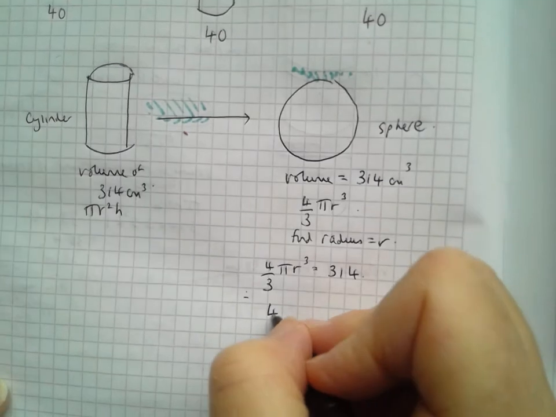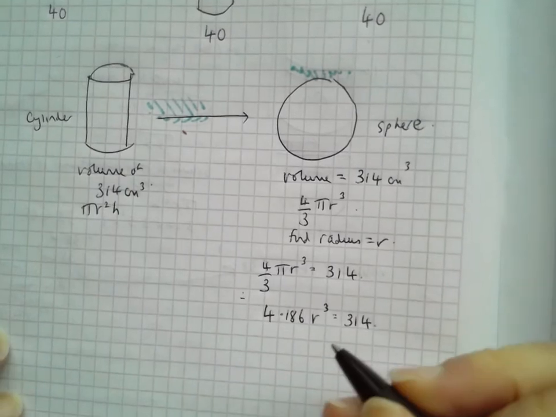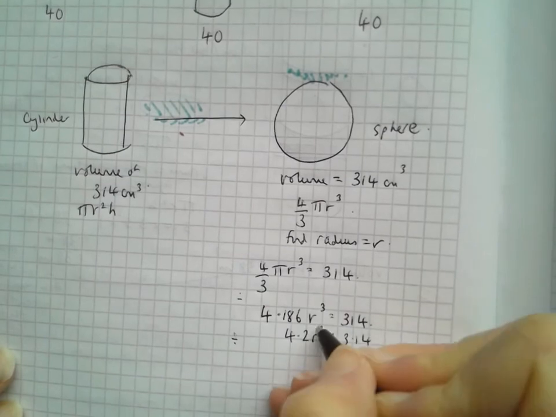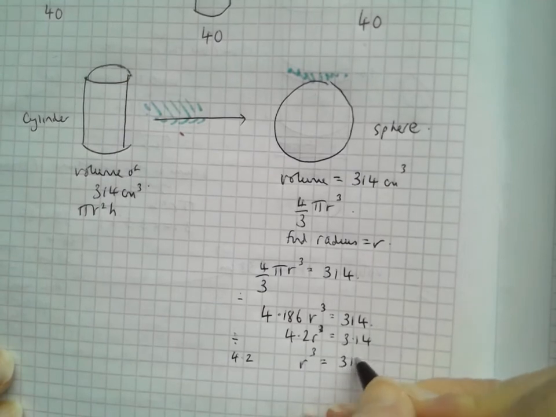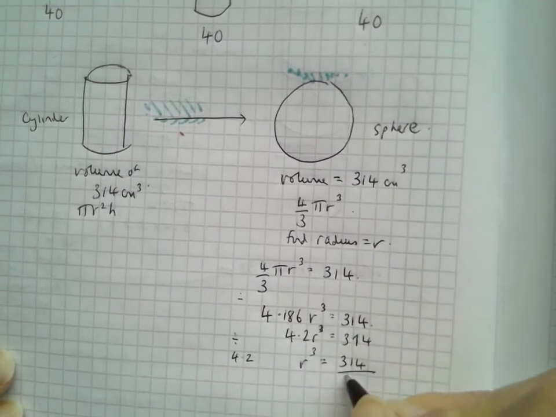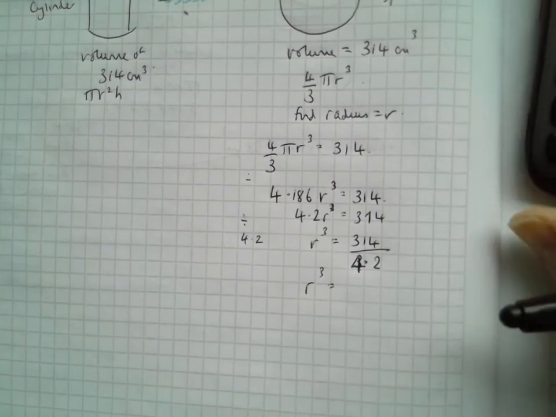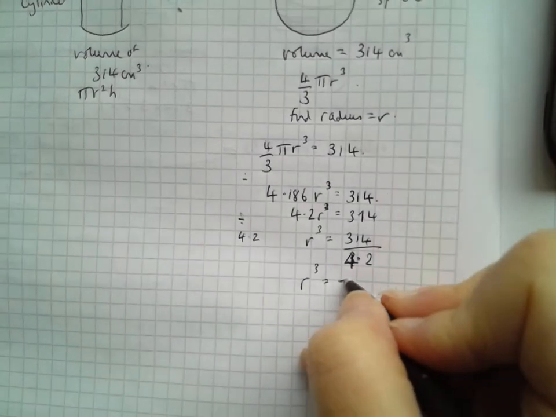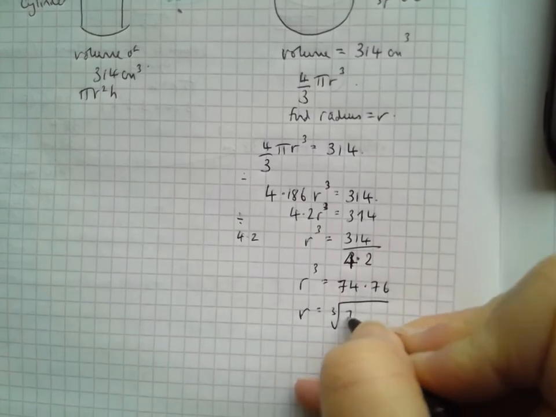4.186 r cubed is equal to 314. So then I'm going to divide both sides. Let's say it's 4.2. 4.2 r cubed is equal to 314. I'm going to divide both sides by 4.2. So r cubed is equal to 314 divided by 4.2, which equals 74.76. So r is going to be the cube root of 74.76.